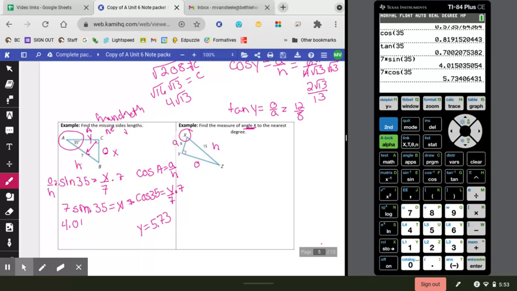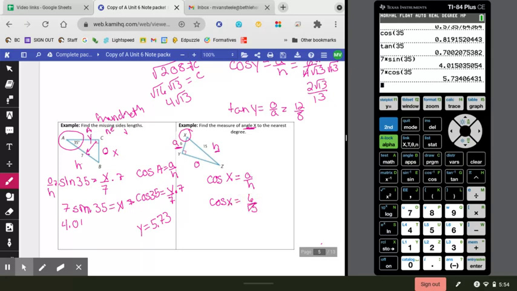Looking at our triangle, we see which ones we know. I know the adjacent and the hypotenuse. So what ratio uses that? Well, that's cosine. So cosine of X is equal to adjacent over hypotenuse. So cosine of X equals 6 over 15.